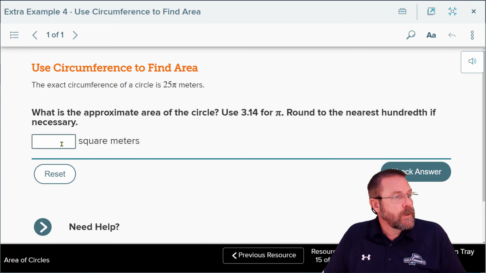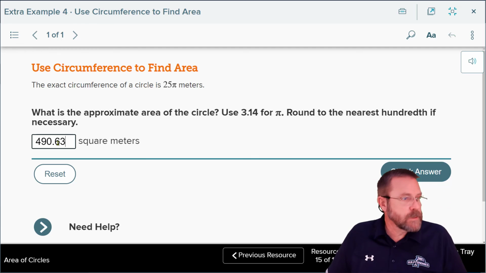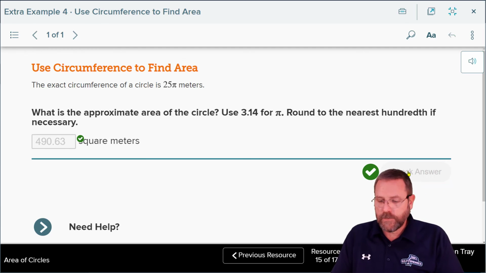Now we're going to jump back over to our problem, 490.63. I'm going to type it in, 490.63, and check. The answer checks. Easy math.